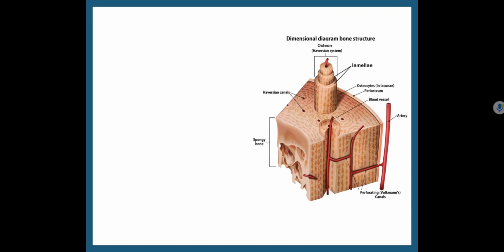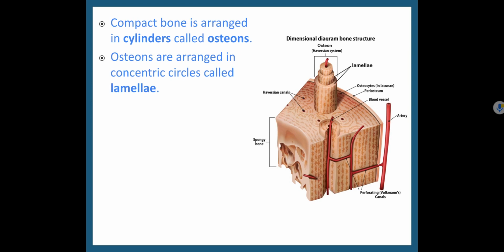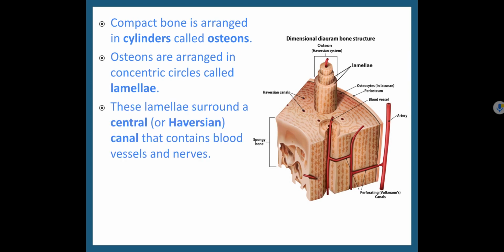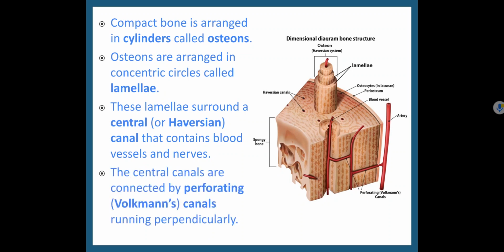Now, compact bone is arranged in cylinders called osteons. And osteons are arranged in concentric circles called lamellae. And lamellae surround a central, or sometimes called haversian, canal that contains blood vessels and nerves. The central canals, or the haversian canals, are connected by these perforating canals that run perpendicularly. The perpendicular canals are called Volkmann's canals.